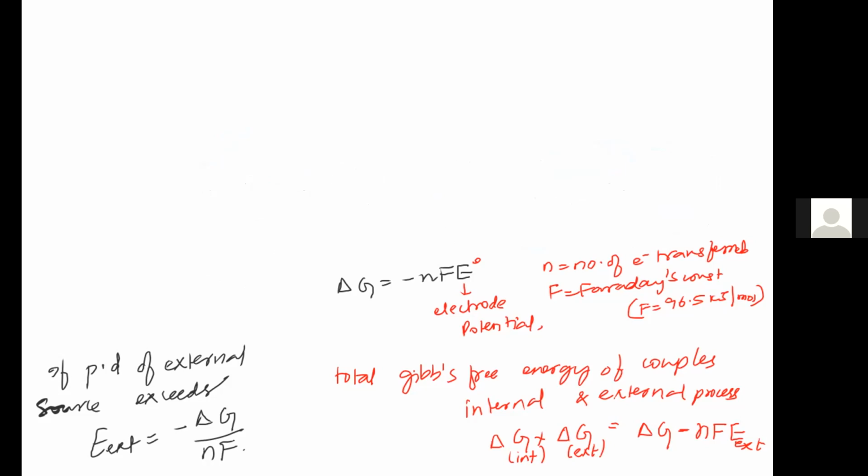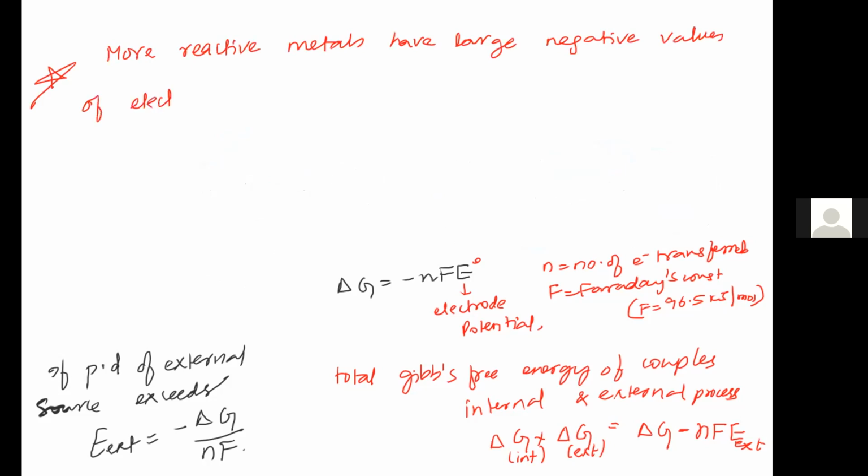So remember that more reactive metals, very important point. More reactive metals have large negative values of electrode potential. So their reduction is difficult.